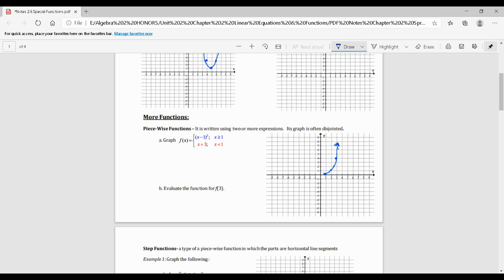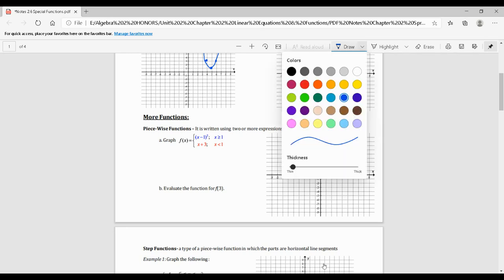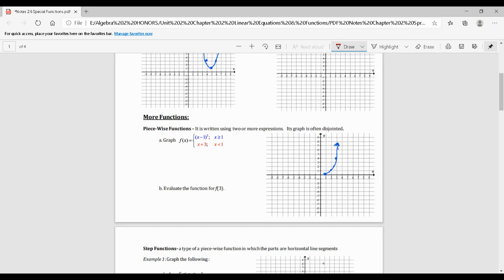Now I'm going to graph the second part. The second part is a linear equation. I'll do that in red. How do I graph a linear equation? I plot the y-intercept, and then the slope says to go up 1 over 1 or down 1 over 1. And I would go about connecting those points.